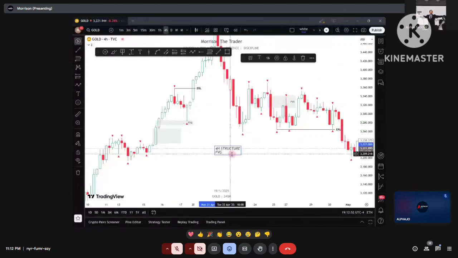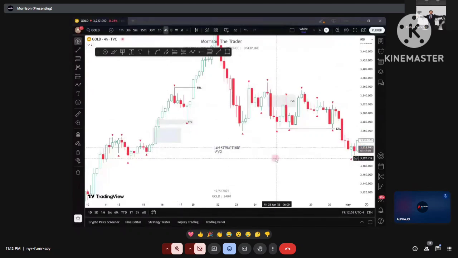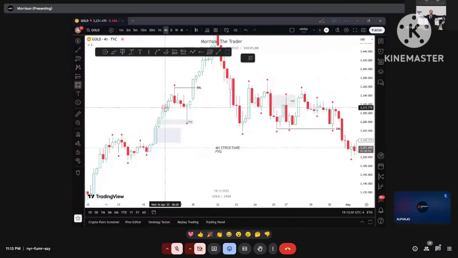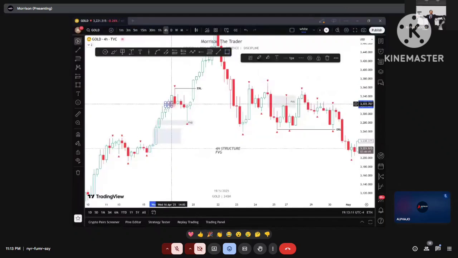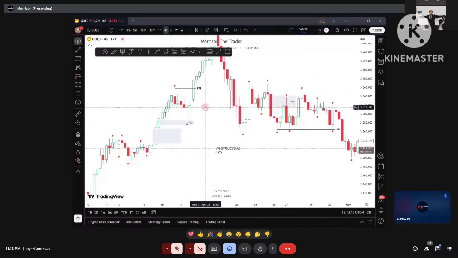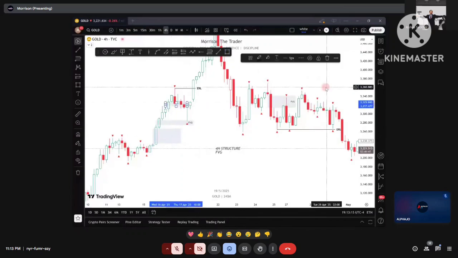So you just note this down. These are just simple points. 4 hour structure, either uptrend or downtrend. Number two, you mark your fair value gap. So you come here, you mark every fair value gap that you see right here. You just mark them for the fun of it, not going to trade from it, and just see how price reacts from it.